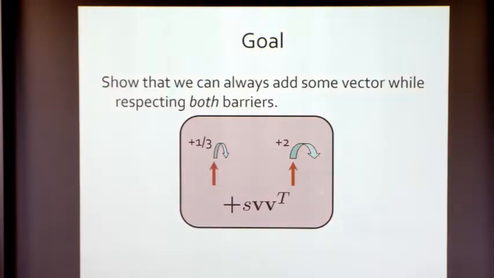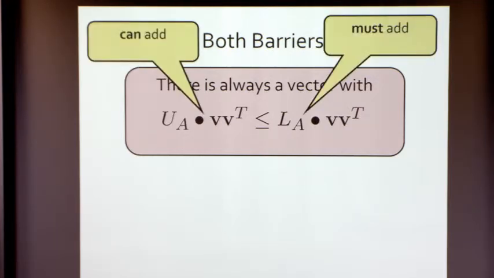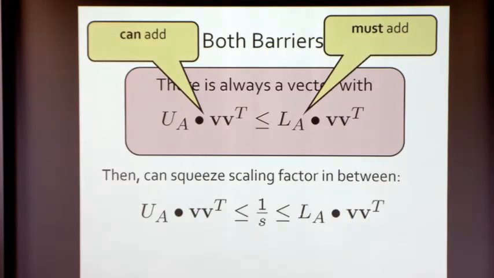So now the goal is to show that there's some scaling of some vector that allows you to do both these things at once. So I just derived conditions for how to do each one of them separately. I want to do both of them at once. And to do both of them at once, it suffices to show that there's a single vector for which this quadratic form for the upper barrier is at most the quadratic form for the lower barrier. Because if that's the case, then I can squeeze this scaling factor in between. So remember that this is what I need for the upper barrier, and this is what I need for the lower barrier.